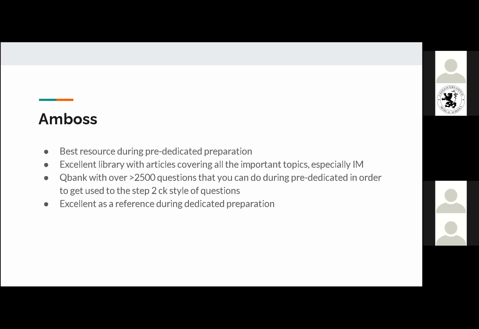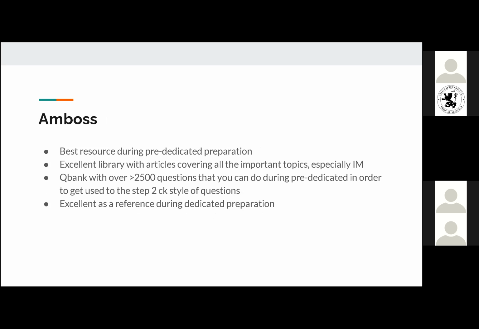AMBOSS is the best resource to use during pre-dedicated preparation. It is really good for Step 2 CK. I didn't use it that much for Step 1, but for Step 2 CK, it's an excellent resource. It has a library, and the library has articles that cover basically every important topic for Step 2 CK, especially internal medicine. And it also has a QBank.